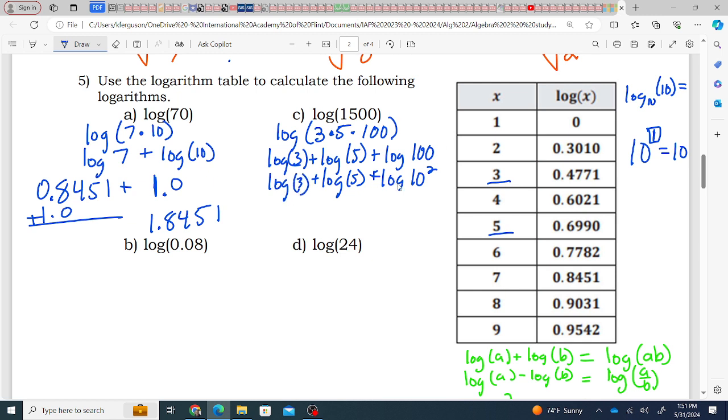So now what do I got? Well, log base 10, because remember, no base means it's base 10. Log base 10 of 10 to the second power is just 2. And then I've got log of 5, that is 0.6990. And then I've got log of 3, that's 0.4771. So then I line all three of those up. 0.4771, 0.6990, and then 2.0.